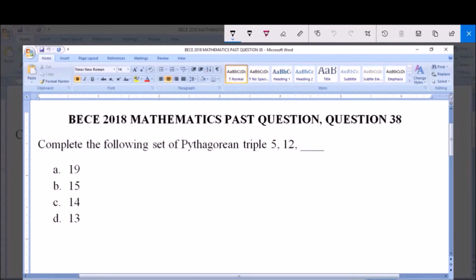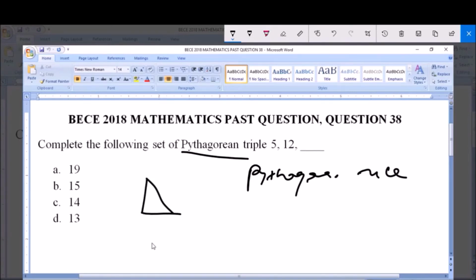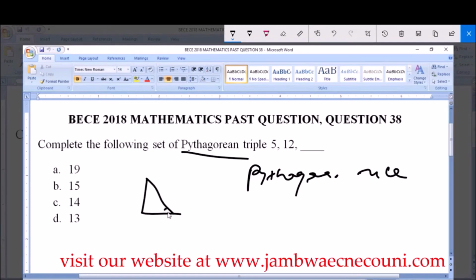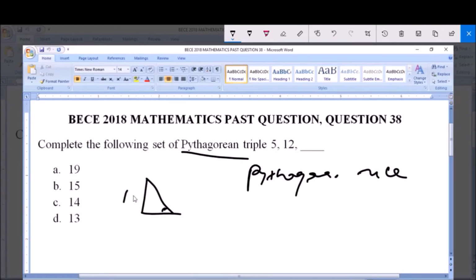So we have to complete the following set of Pythagorean triple. When you see Pythagorean triple, what should come to your mind is the Pythagoras rule or theorem. Now, this can simply be represented with a right angle triangle. Let's say we have an angle theta here. Now this side here will be 12 and here will be 5, and we are asked to find x here. This is a simple representation of a Pythagorean triple.